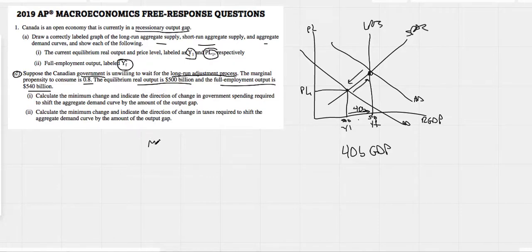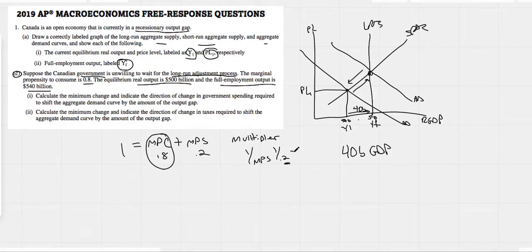So they told us our MPC is 0.8. That implies our MPS must be 0.2. Remember, these two added together will always give you 1. So if they give you your MPC, which is 0.8, your MPS is going to be 0.2. My multiplier is just 1 over your MPS, which is 1 over 0.2. 20 cents goes into a dollar 5 times. Your multiplier would be 5.